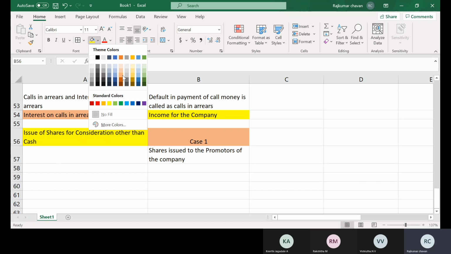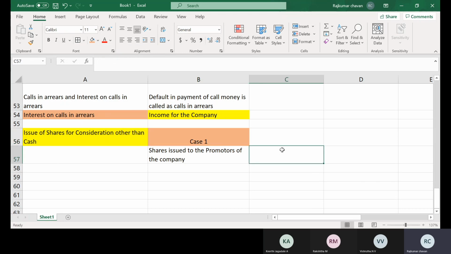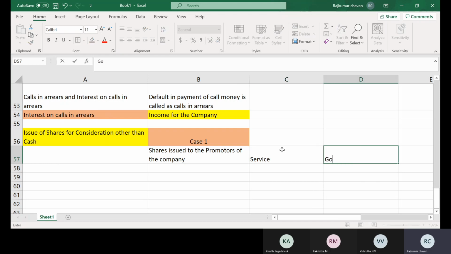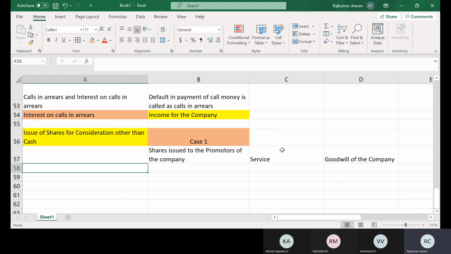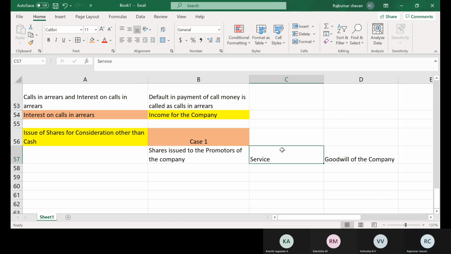Is that clear? That is called other than cash: shares issued to the promoters of the company because of their service, and because of this service the goodwill of the company will increase. This is case number 1. Is that clear? Where they can issue the shares apart from cash, free. Got it?